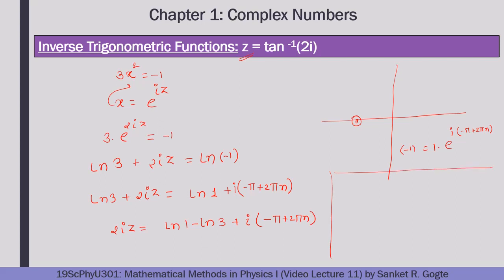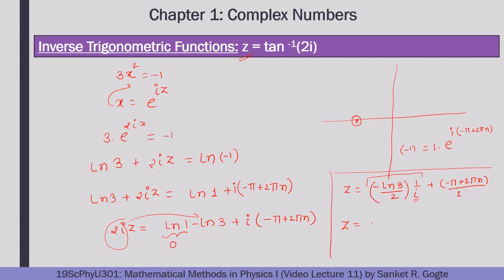I'll continue my work here in this box. z is equal to... log 1 is equal to 0, so that term is gone, and I have to take this 2i to the right hand side, so that will be minus of log 3 divided by 2 into 1 by i plus minus pi plus 2 pi n divided by 2i. This i and i get cancelled, so I won't write it anyway. So z is equal to, for this first term, what I'll do is I'll multiply that term by i and divide it by i. So in the denominator we will have i square, which is equal to minus 1, and that term will then become plus log 3 by 2 into i.